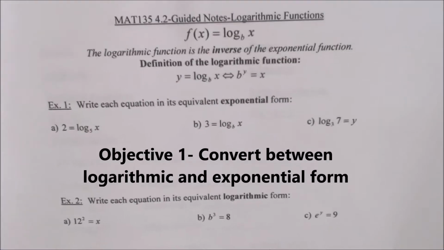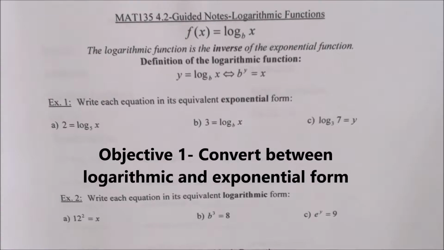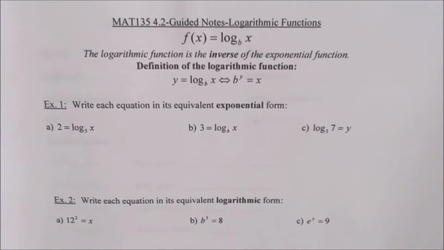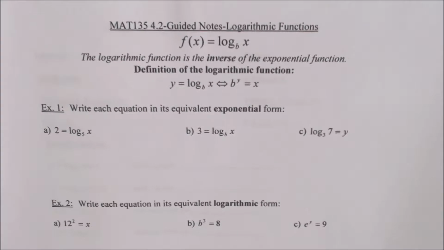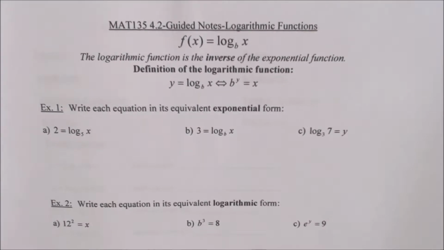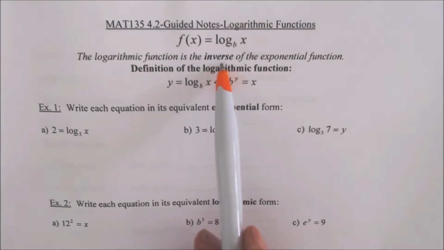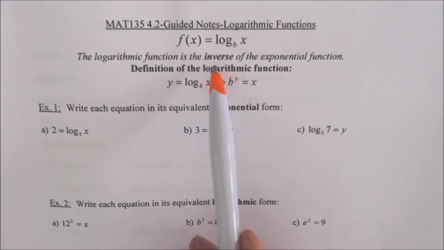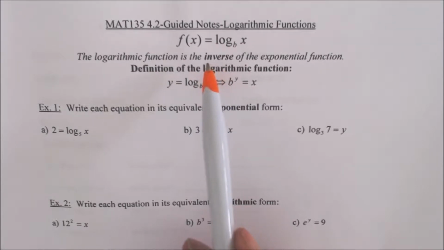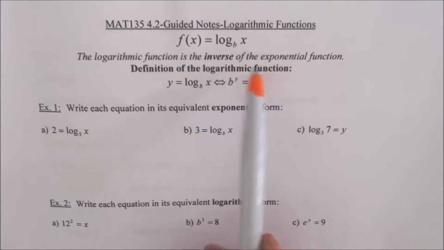All right, so let's take a look at section 4.2. In section 4.2, we get into logarithmic functions, which is another branch of functions that go hand in hand with the exponential functions we talked about the other day. The relationship between logs and exponential functions is that they are inverses of each other. If you remember back to the end of chapter 2, we talked about finding the inverse of a function. So logs and exponential functions are a special group of functions that are inverses of each other.